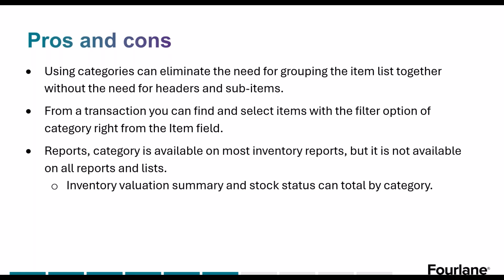From a transaction standpoint, you can find and select items with the filter option of category right from the item field. This is available on purchase orders, estimates, sales orders, invoices, and sales receipts, but it is not available on item receipts, bills, or customer credit memos, nor can the category field be added onto templates.